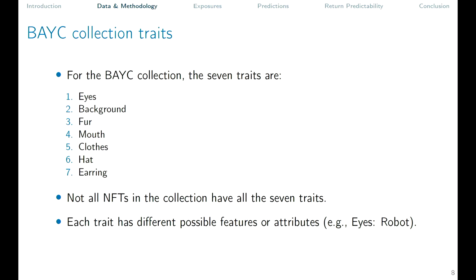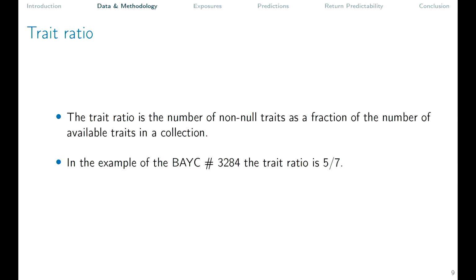So it's important to know that not all NFTs have all seven traits, and each trait has potentially several variations. So the first thing I'm going to do is something absolutely simple: the trait ratio. Trait ratio is basically how many of the traits this NFT has. In particular, this one has 5 out of 7 traits, and that's going to be the trait ratio.